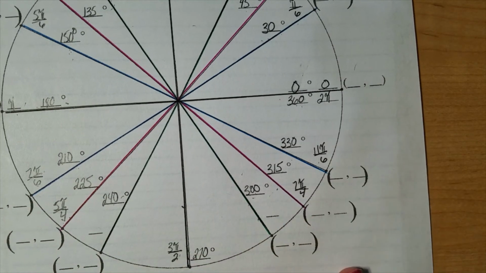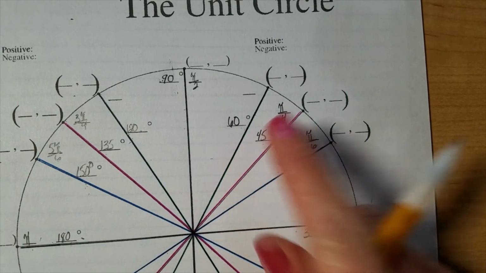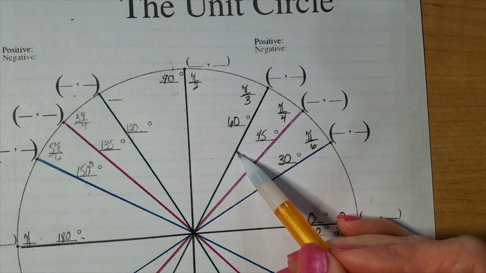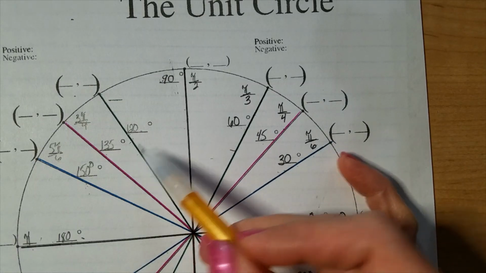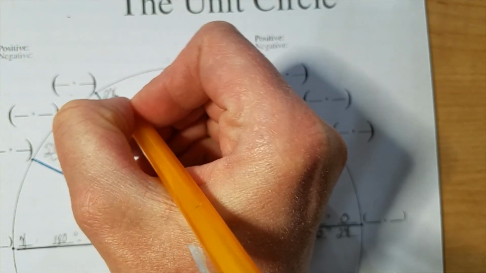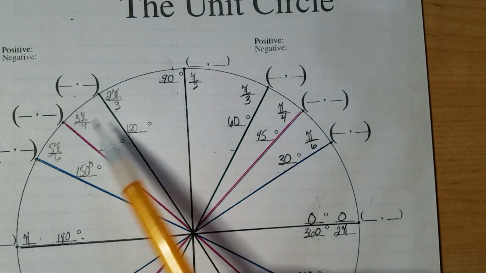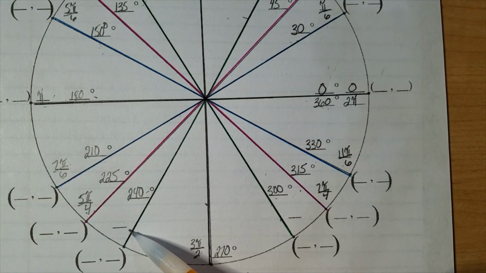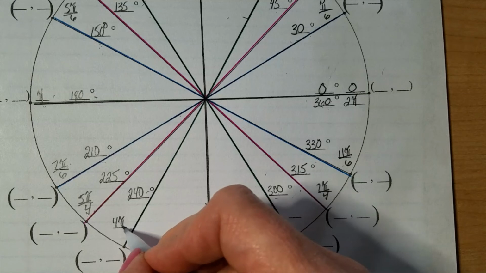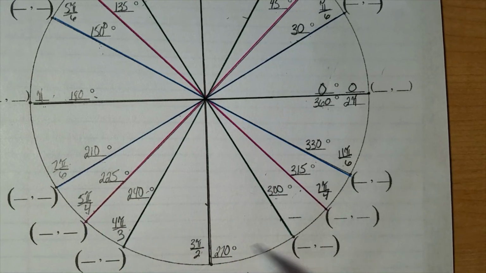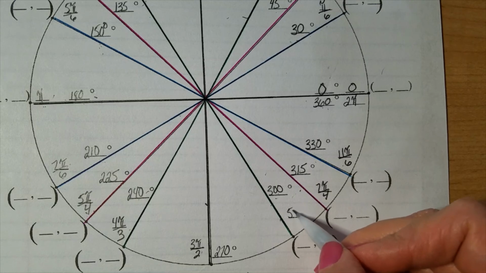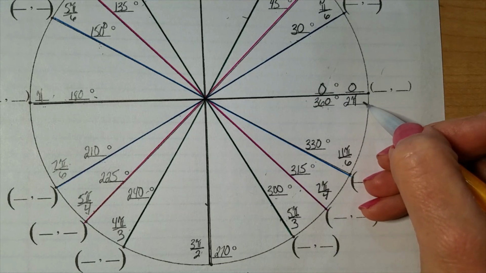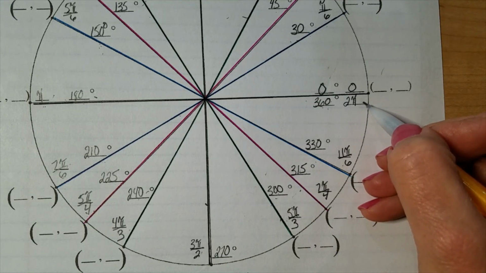Now let's go ahead and do this in radians. 60 degrees in radians is pi over 3. So here's pi over 3. If you move another pi over 3, you're at 2 pi over 3. Move another pi over 3, 3 pi over 3. 4 pi over 3. 5 pi over 3. And then if you move another pi over 3, well, that's 6 pi over 3. 6 pi over 3 is 2 pi.